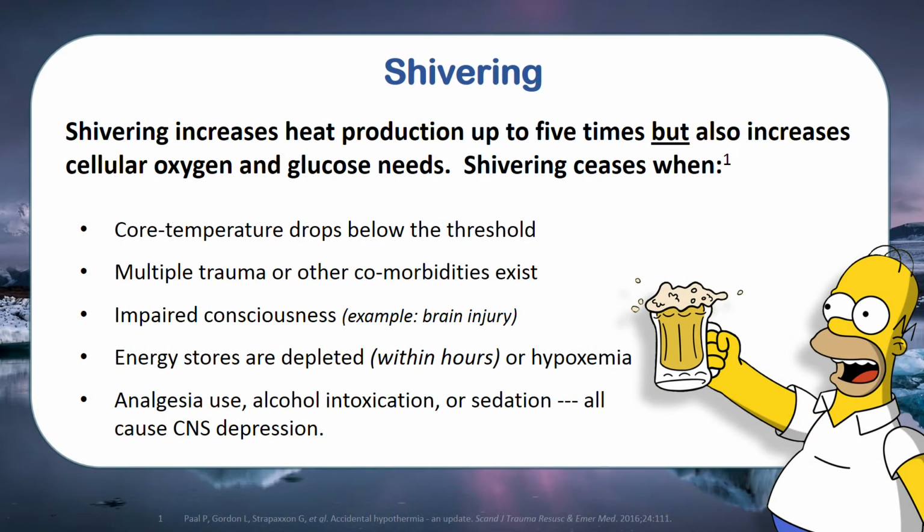So once again, as we shiver, this increases our heat production up to 5 times, but it also increases glucose and oxygen demand by our body, which is normal, that makes sense. But once shivering ceases, the core temperature is going to start to drop, along with multi-system trauma and comorbidity.